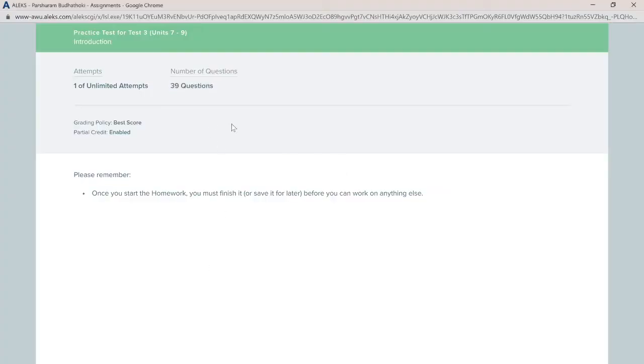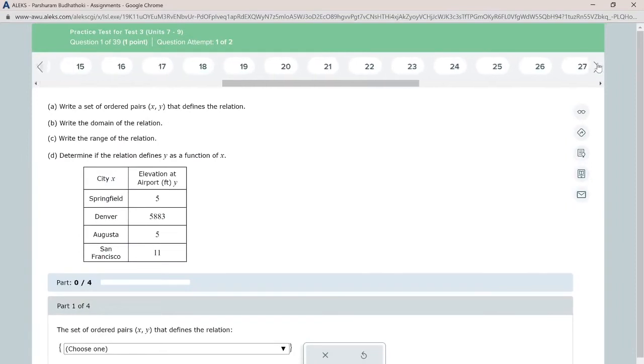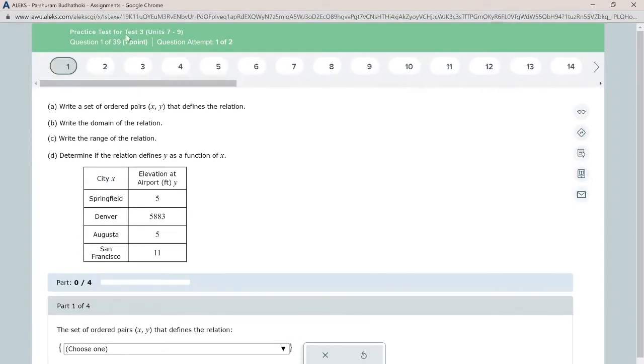Okay, so today we are going to do practice test for test 3. There are 39 questions as you can see, but I am only going to do non-repeated questions, okay? And these are the questions from unit 7, 8 and 9.